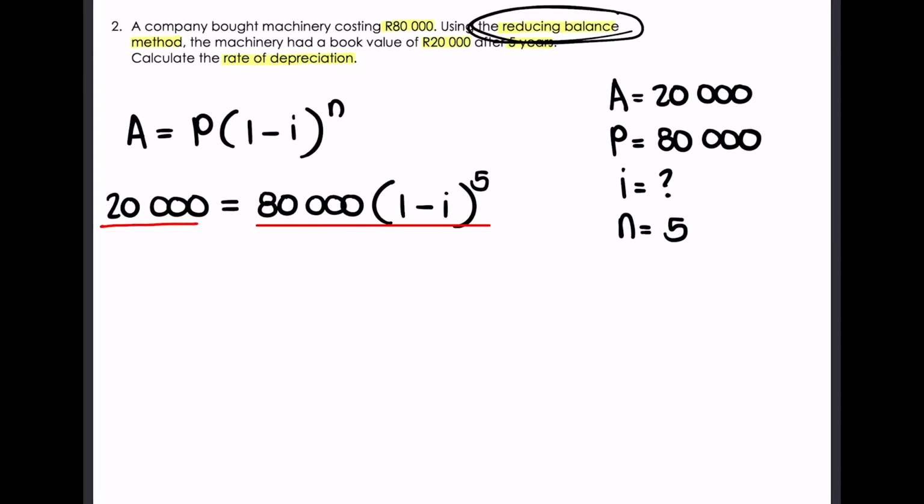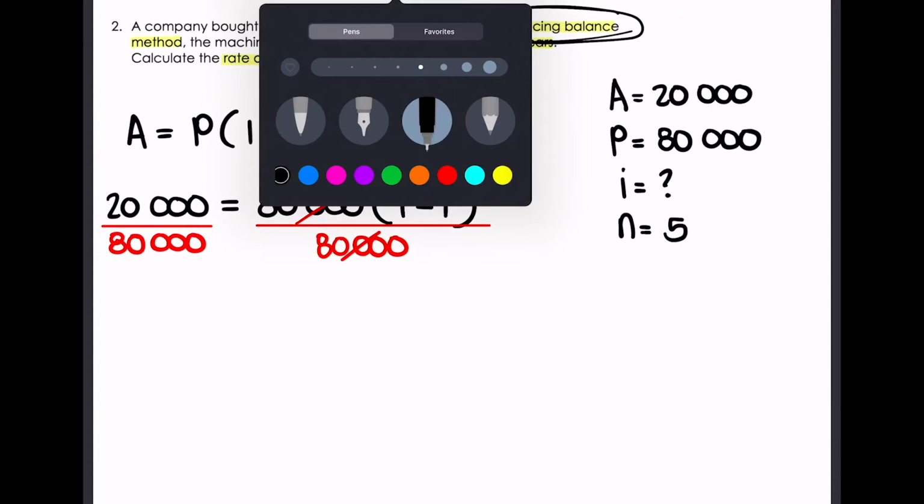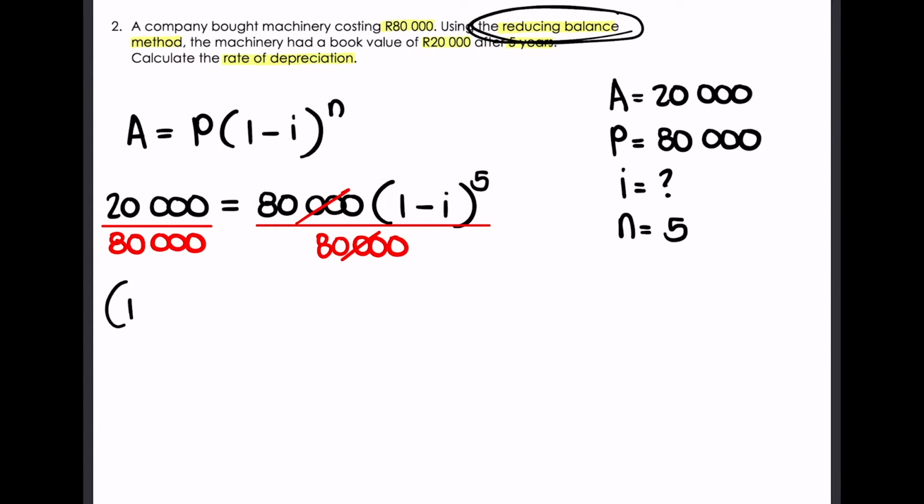Remember, we're not going to start by fifth rooting anything. We are going to start by getting rid of this 80,000. So to get rid of the 80,000, I'm going to divide by the 80,000. What I do to the one side, I do to the other side. So I'm going to divide both sides by the 80,000. So now I'll have (1 - i) raised to the power of 5 is equal to 20,000 divided by 80,000, which becomes 0.25.